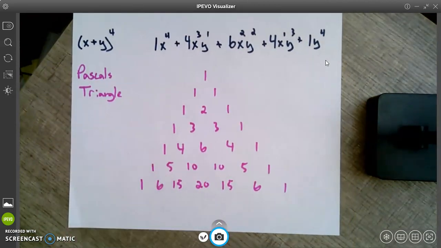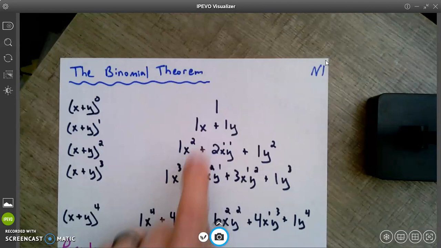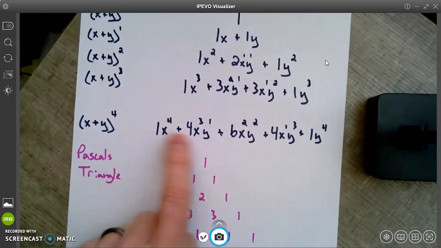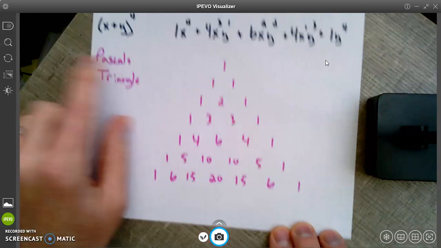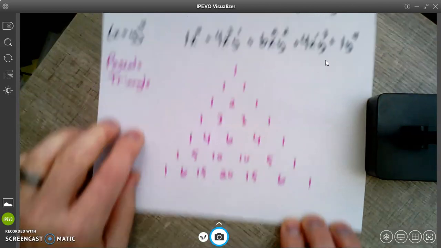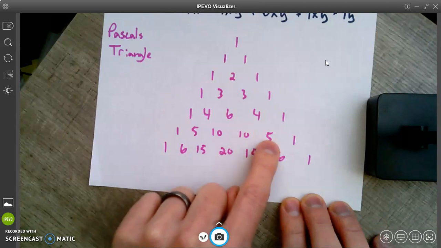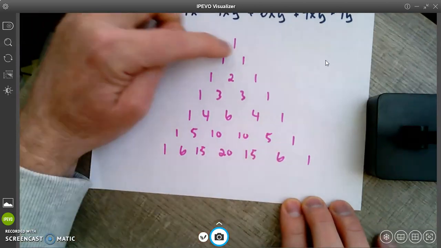These are, among other things, a way to give us the coefficients for these binomial expansions, right? We're talking about the binomial theorem and binomial expansions. These guys, notice we have 1 and 1. There's 1 and 1. 1, 4, 6, 4, 1. If I was going to raise x plus y to the fifth power, 1, 5, 10, 10, 5, 1. Okay, and we have our sequences here.